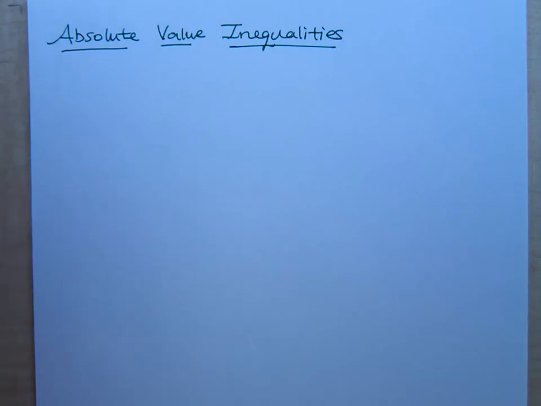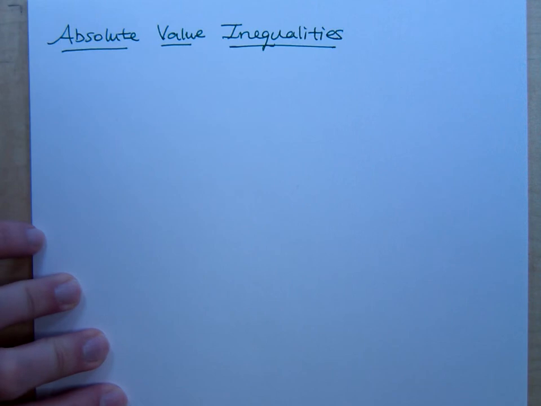Alright, now we want to take a look at absolute value inequalities. These are inequalities that naturally contain what? Absolute values. Now, I've got two different situations that I like to talk about when we're talking about these absolute value inequalities. One of them is called the mother hen, and the other one's called the restraining order.